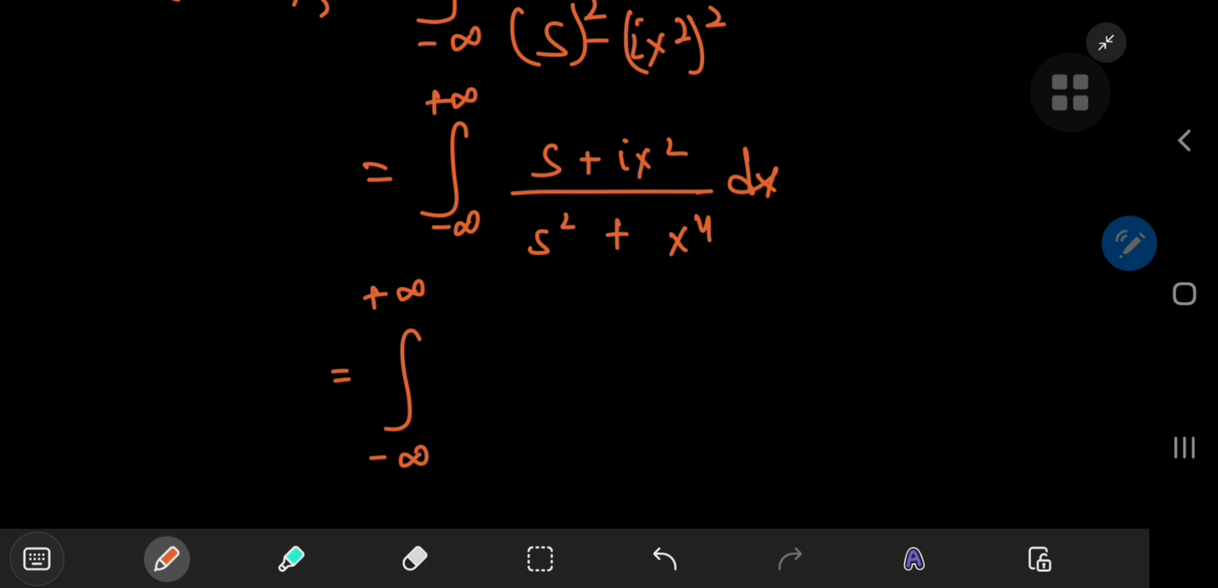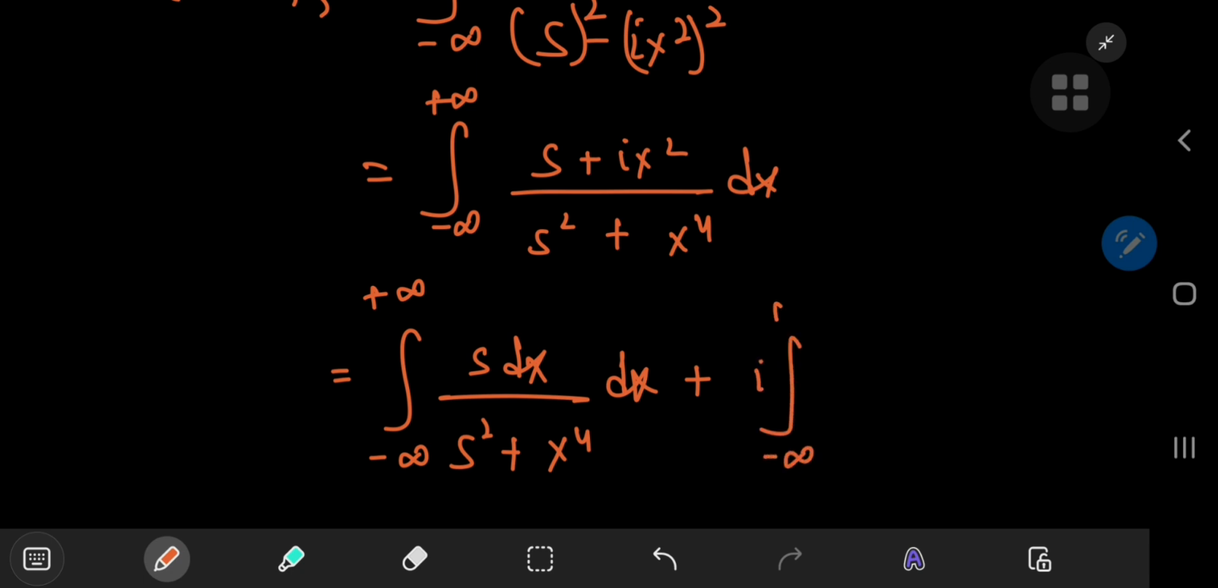We're doing something right, or we haven't made any horrific mathematical mistakes so far, because after all, the Fresnel integrals, one is the cosine, which is the real part, and the other is the sine term, which is the imaginary part. So it's nice that they're separating out so well. Integral from negative to positive infinity, x squared by s squared plus x to the fourth power.